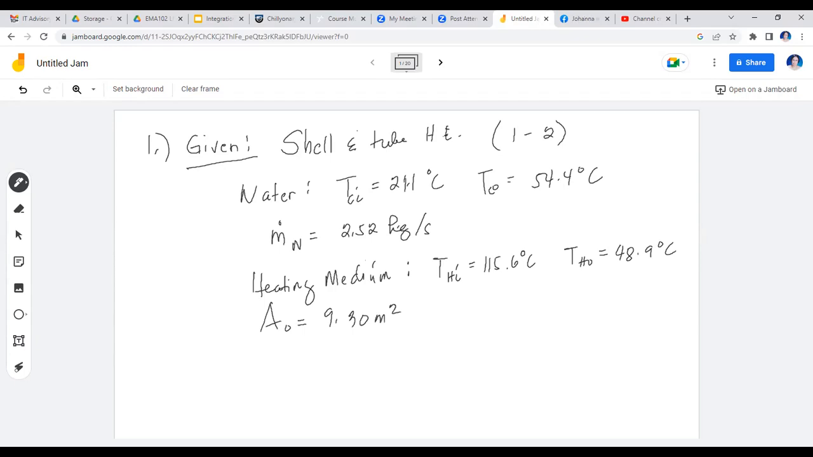Okay? So if you could check the problem that you have taken a picture of, is there anything here that is missing? Or is everything here already well placed in terms of the given? So I think everything is in place. So for letter A, you are asked to determine the delta T mean and the overall heat transfer coefficient based on the outside part of the tube.